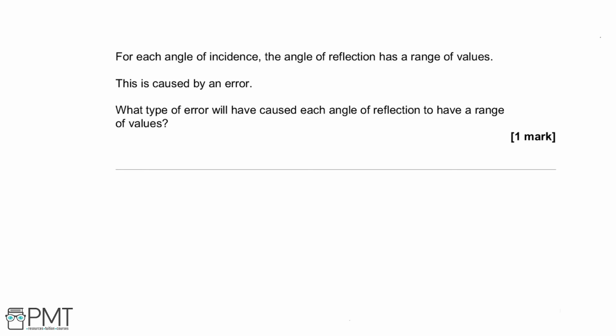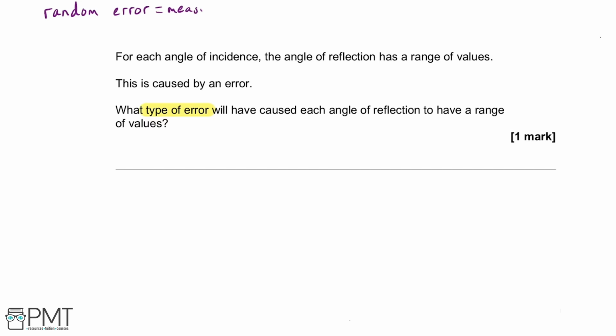So the first part of the question is, for each angle of incidence, the angle of reflection has a range of values. This is caused by an error. What type of error will have caused each angle of reflection to have a range of values? This question isn't asking us to say what the error is, it's asking what type of error. In these questions, it's most likely to be either random error or systematic error.